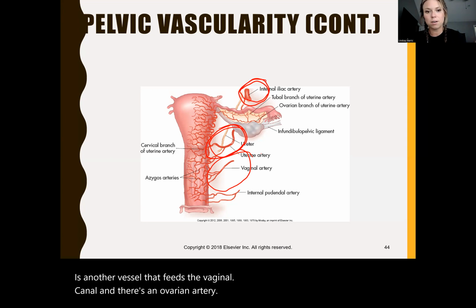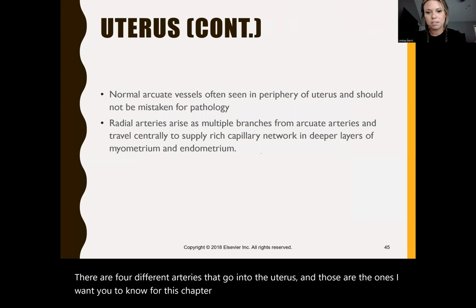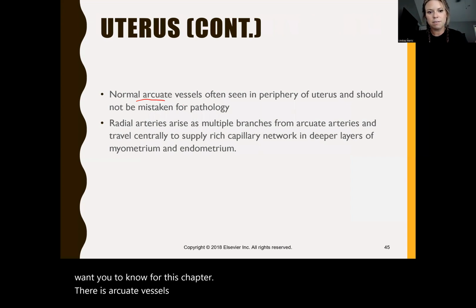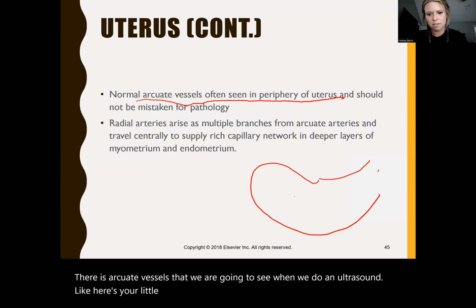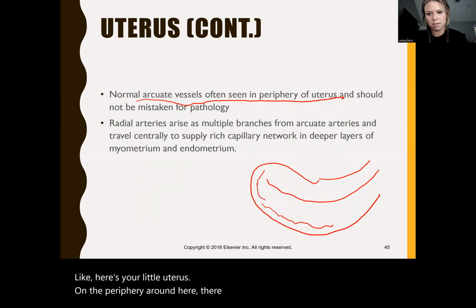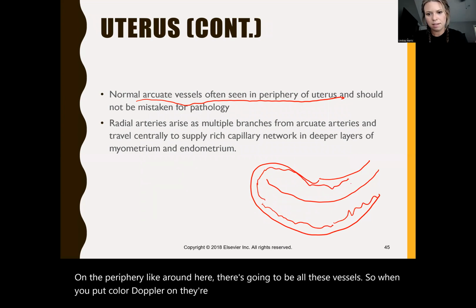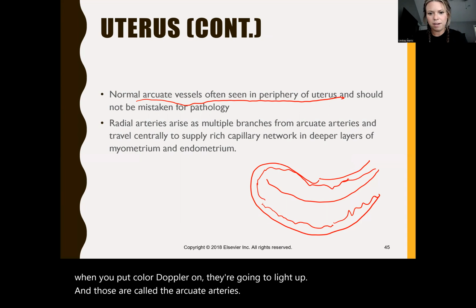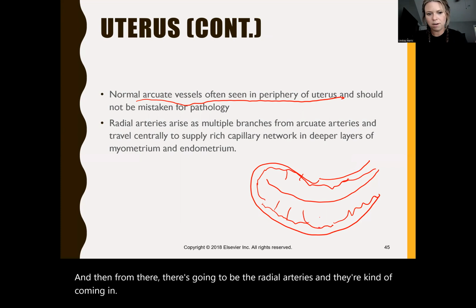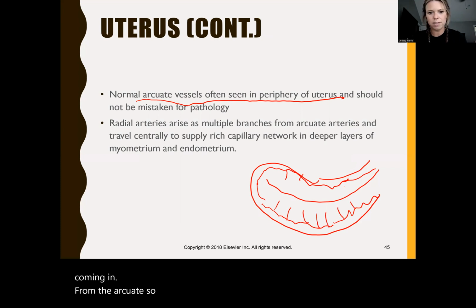There are 4 different arteries that go into the uterus, and those are the ones I want you to know for this chapter. There's arcuate vessels that we are going to see when we do an ultrasound. Like here's your little uterus. On the periphery, like around here, there's going to be all these vessels. So when you put color Doppler on, they're going to light up. And those are called the arcuate arteries. And then from there, there's going to be the radial arteries, and they're kind of coming in from the arcuate. So they're branches of the arcuate arteries.